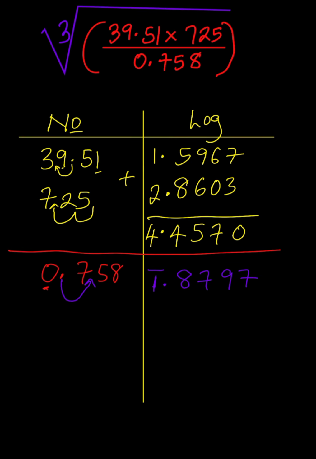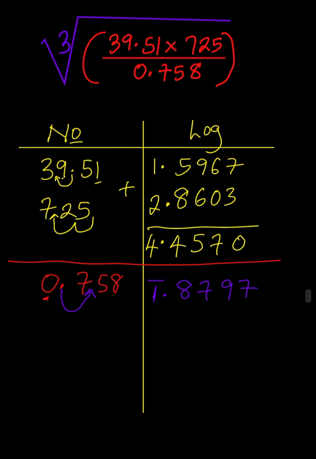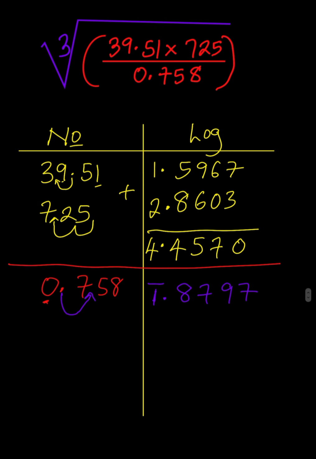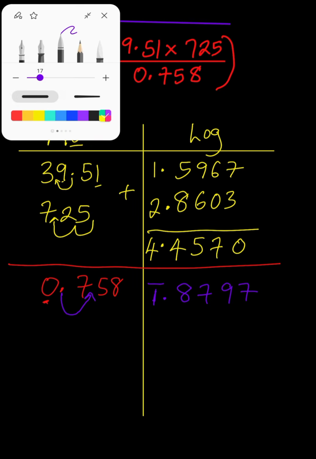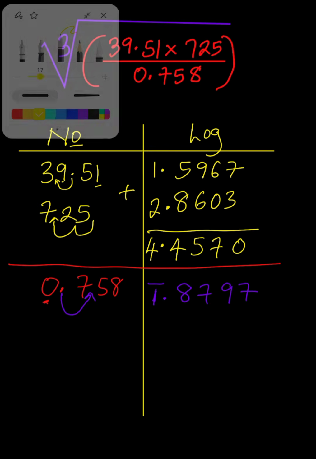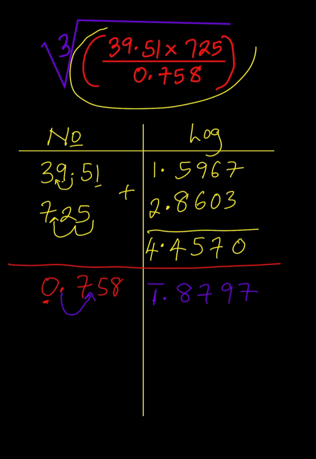8797. But if you look at the whole problem, it seems as if they are dividing each other. If you look at the problem very well, you will see that this is just a division. It's a division problem. And because it is a division problem, all you have to do is to subtract. Look at them here. We are dividing them. And because we are dividing, you have to subtract because division goes with subtraction.